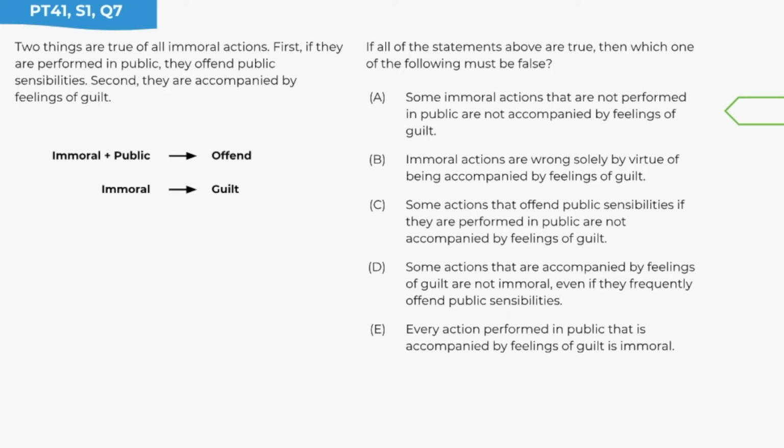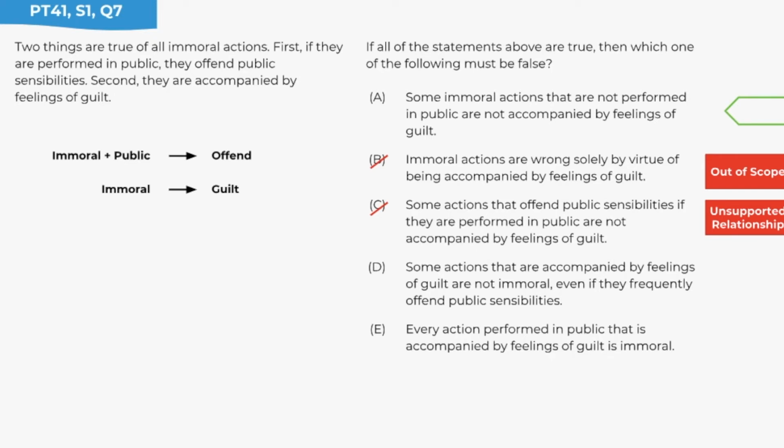Whether or not immoral actions are wrong was never discussed inside of the statements, so this is simply out of scope. Answer choice C says that some actions that offend public sensibilities if they are performed in public are not accompanied by feelings of guilt. Well, answer choice C says nothing about whether these actions are immoral actions. And both of the rules that were set up are about immoral actions. So C does not meet the sufficient condition of either of those two rules, and so C cannot contradict either of them. C is simply an unsupported relationship, blending the necessary condition of the first rule with the denial of the necessary condition of the second rule.